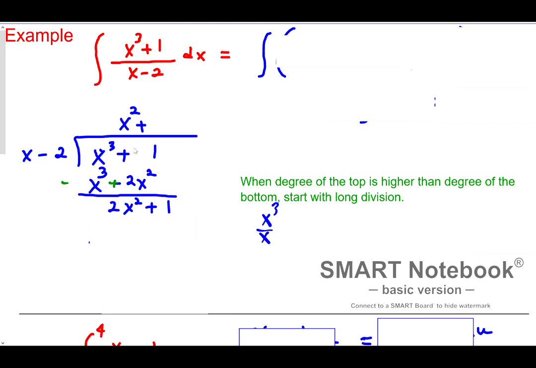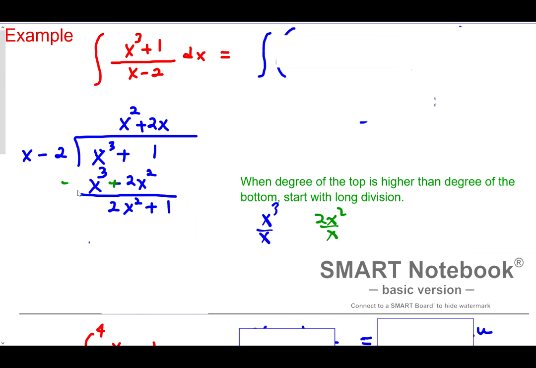Now we're going to ask the same question again. So x goes into 2x squared how many times? Think of it this way: 2x squared over x. And if you said 2x, you are correct. So put the plus 2x up there. Now the same thing, 2x times x minus 2. Do it one by one.